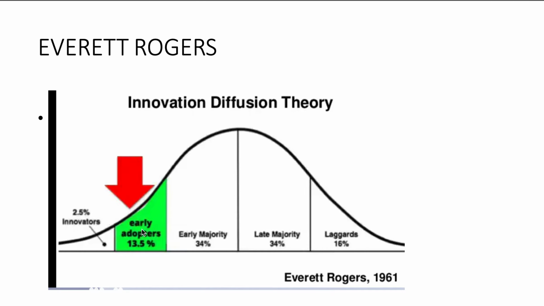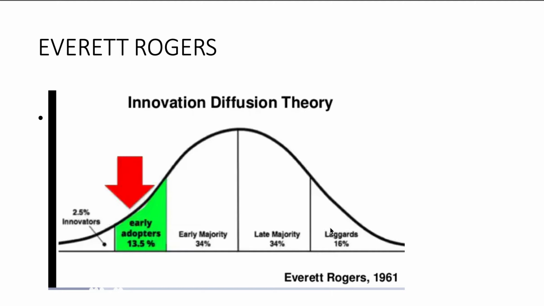Then after that, some people come, like early adopters. They are 13.5%. After that, the early majority, about 34% of people, accept that idea. After that, the remaining 34%, which we call the late majority, will accept the idea.